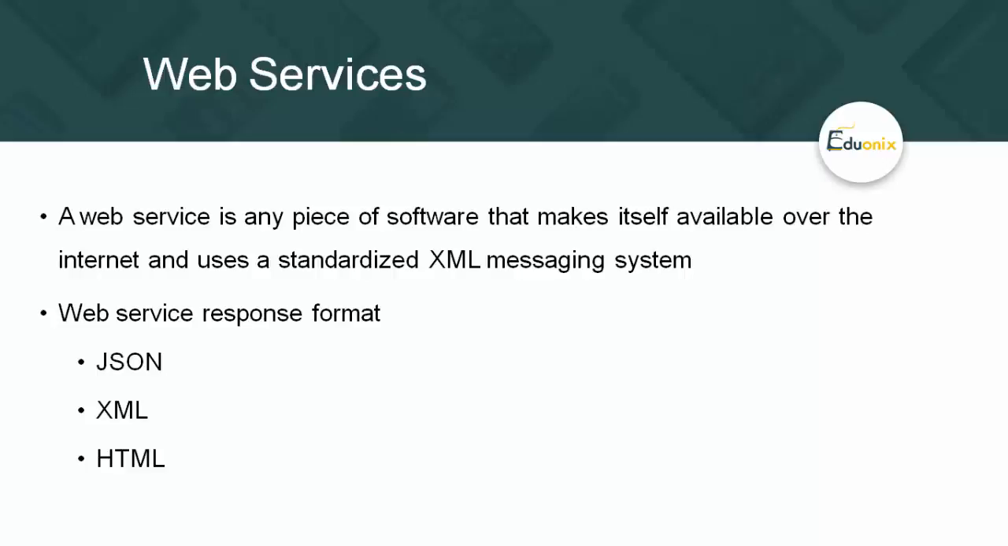As described by the World Wide Web Consortium, web services provide a standard means of interoperating between software applications running on a variety of platforms and frameworks. In our OpenWeatherMap API, the output responses are available in the following different formats. JSON. JSON is a lightweight data interchange format.